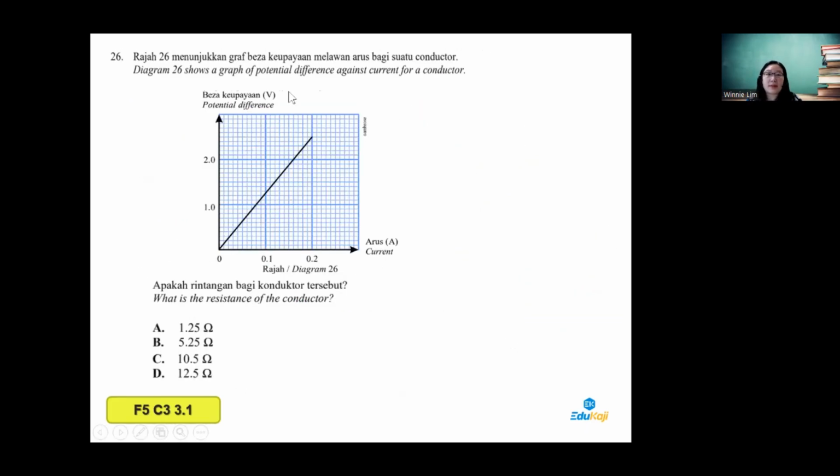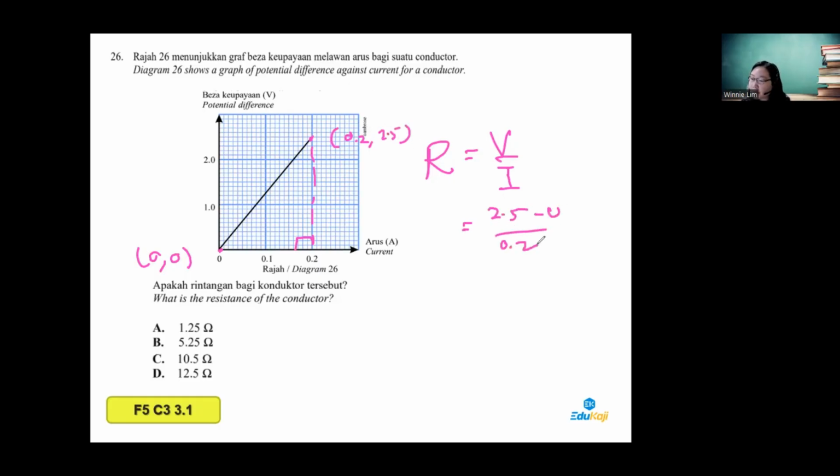Next one, diagram 26 shows a graph of potential difference against current for a conductor. What is the resistance of the conductor? For a graph of potential difference versus current, what quantity can you find? You can find resistance, so R equals V over I. You just take any point. Maybe you take this point, the two coordinates: this one is 0, 0, and this one is 0.2 and 2.5. So 2.5 minus 0 over 0.2, and you get 12.5.